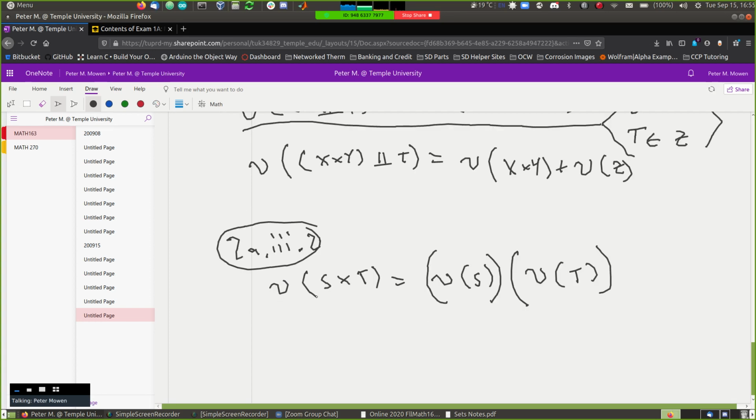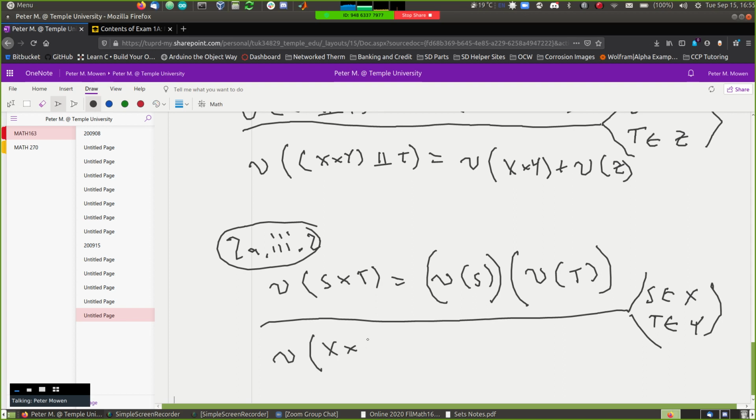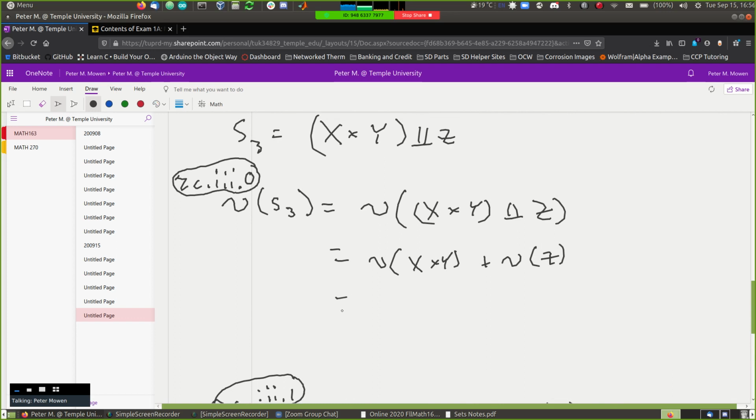So from the fact that the cardinality of S cross T is equal to the cardinality of S times the cardinality of T, it follows, where S is replaced with X and T is replaced with Y, that the cardinality of X cross Y is equal to the cardinality of X times the cardinality of Y. And then we go back up here, and now we've got the cardinality of X times the cardinality of Y plus the cardinality of Z.